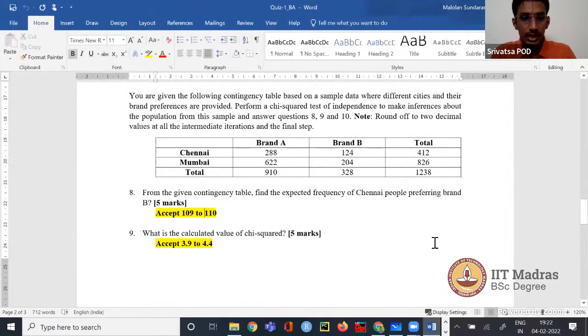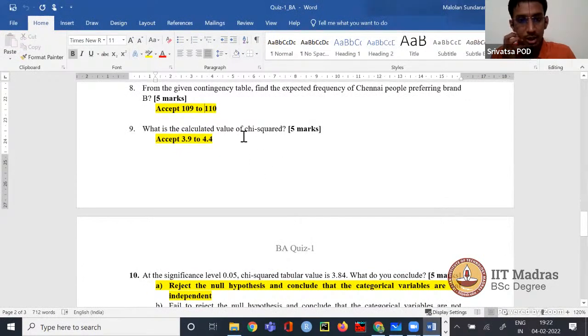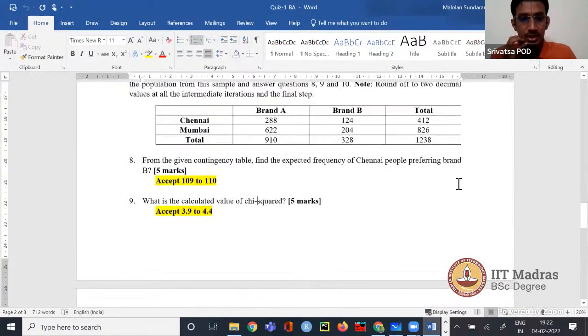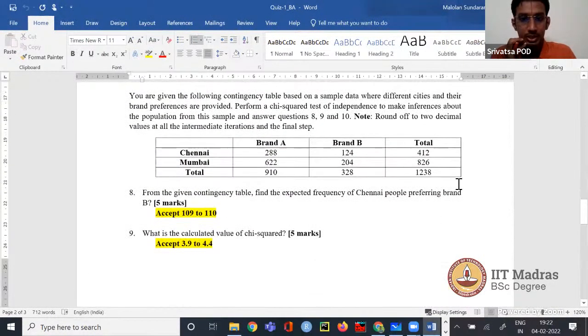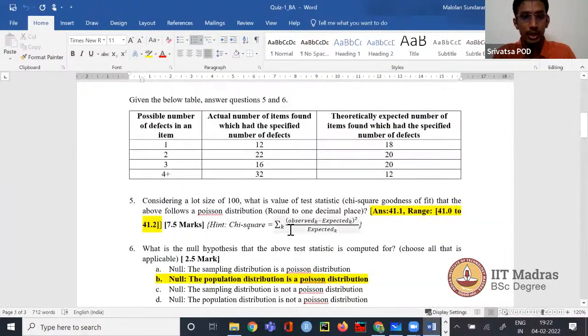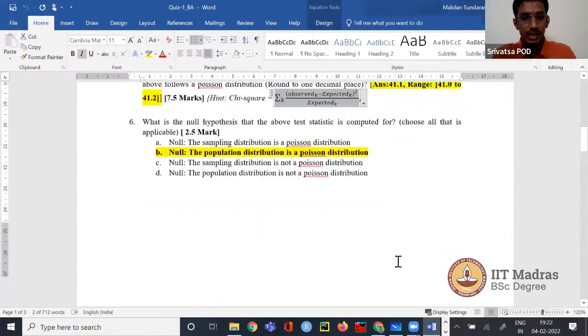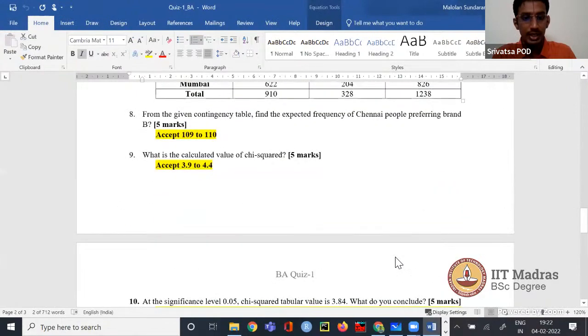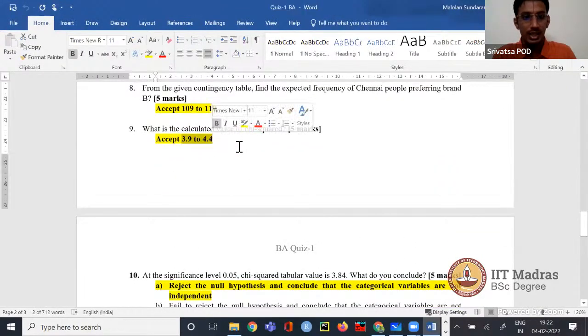And question number 9 is the calculated value of chi-squared. This is very similar to the goodness of fit formula which was discussed earlier. So what you do is take the observed minus the expected, the whole square divided by expected, and you sum it over all the 4 combinations, and you would end up getting an answer of 4.11. And we have been quite liberal with the range here. Any answer from 3.9 to 4.4 was accepted for this question.